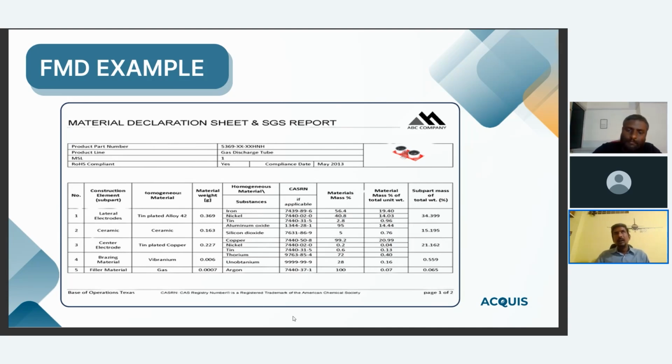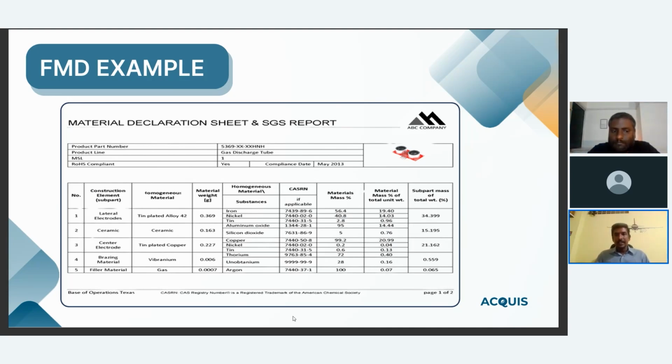Now, you may be aware that different suppliers provide the FMDs in different formats. This is one format. Some suppliers will provide it in absolute weights, in this case they have provided percentages, and some suppliers will provide it in ppm, that is parts per million. And there is no one common structure which is widely used.